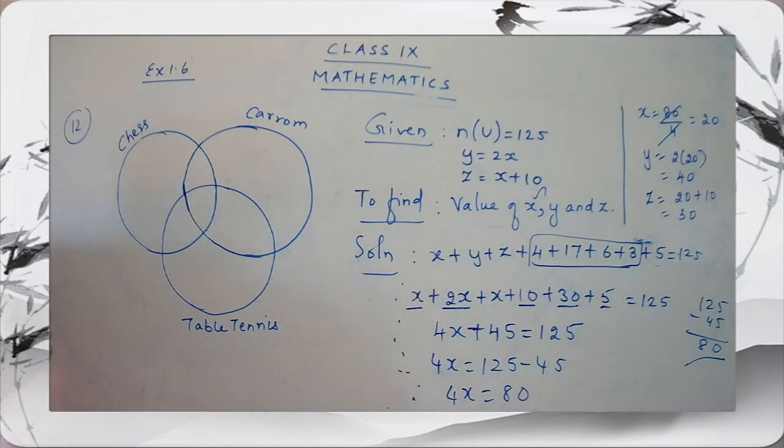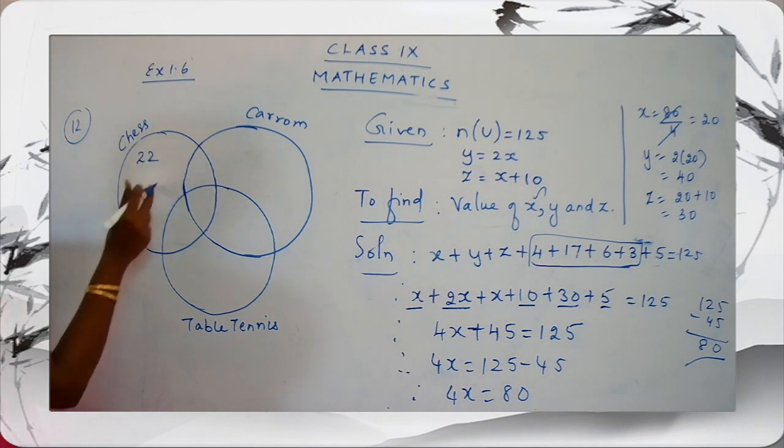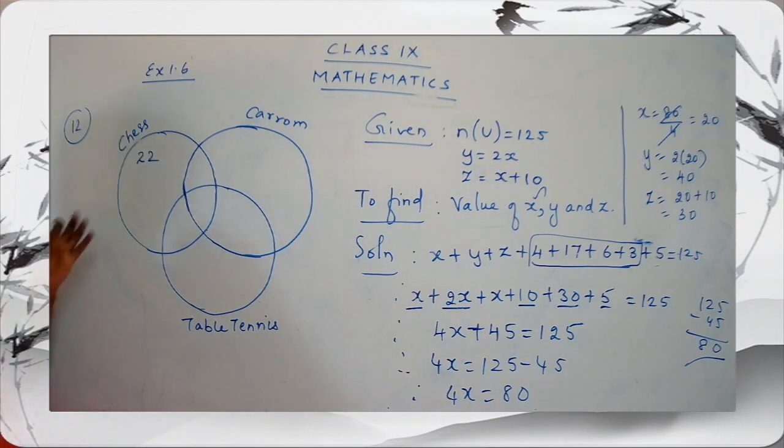22 play chess. So write down here 22. Do not just write on the center. Try to write on the top so that we can go for the calculation part. 22 play chess. 21 play carom. Put here 21 play carom.